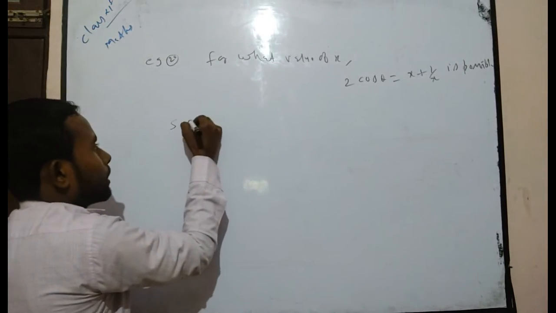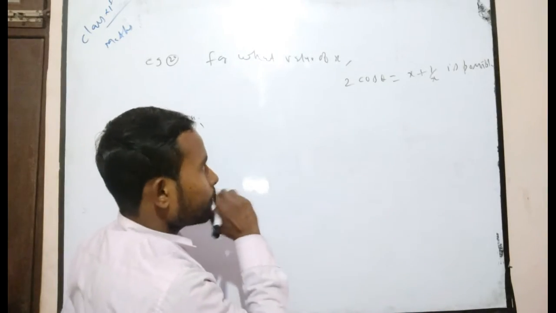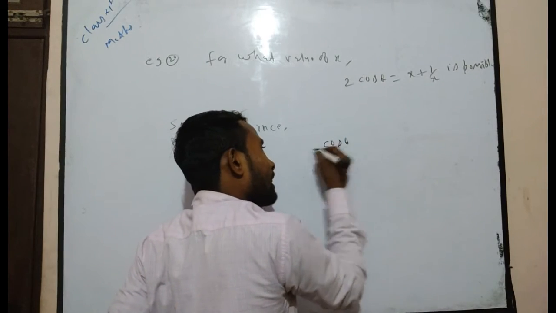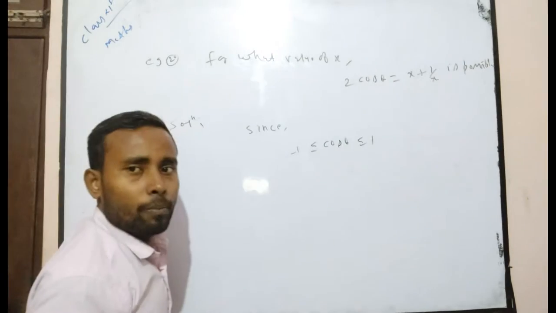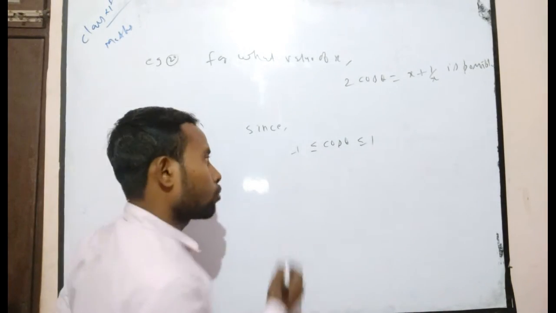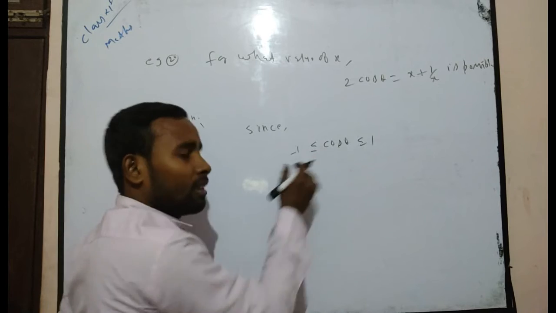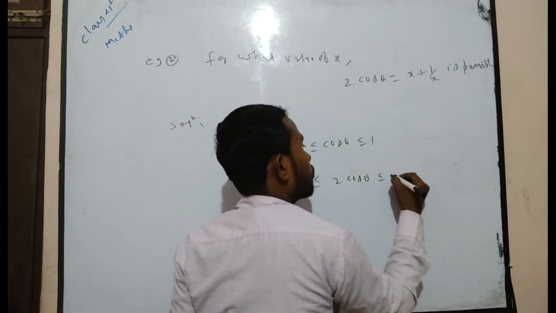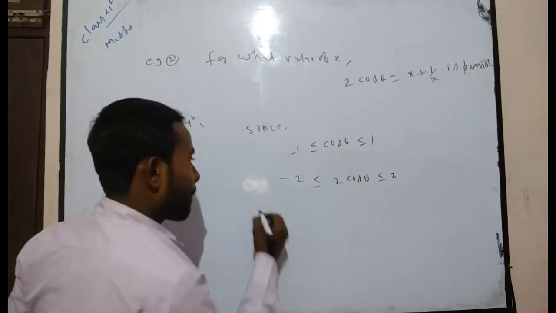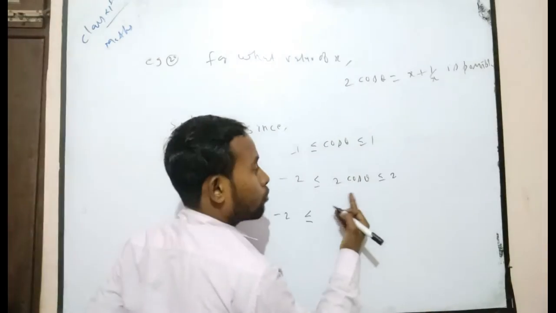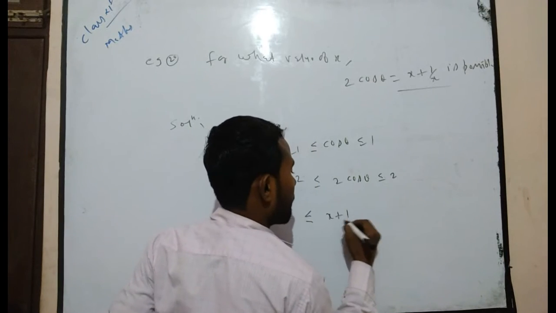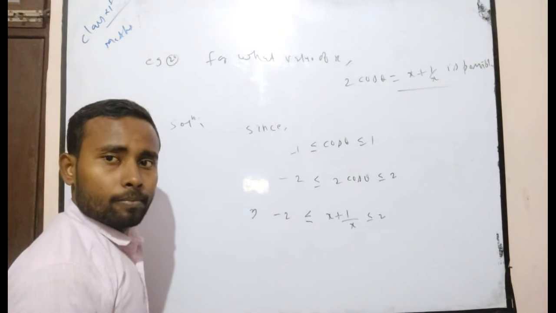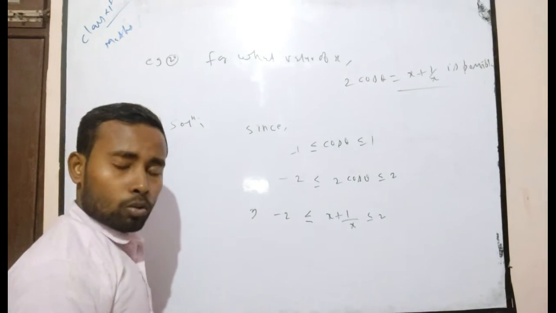First of all, you have to consider this problem. Since we know that cos theta is greater than or equal to minus 1 but less than or equal to 1, after multiplying both sides by the positive number 2, that doesn't affect the inequality sign, and it simply becomes 2 cos theta is greater than or equal to minus 2 but less than or equal to 2. That implies that 2 cos theta, which can be expressed as x plus 1 by x, is greater than or equal to minus 2 and less than or equal to 2.